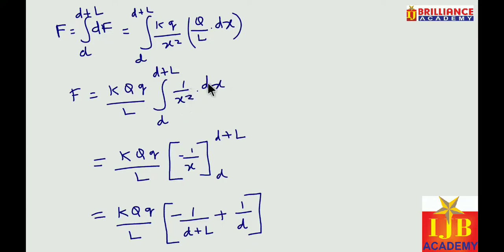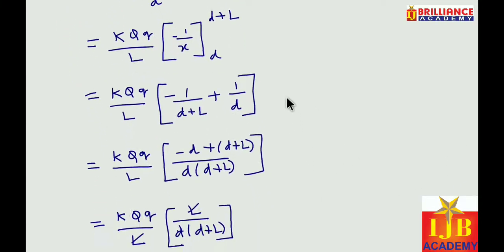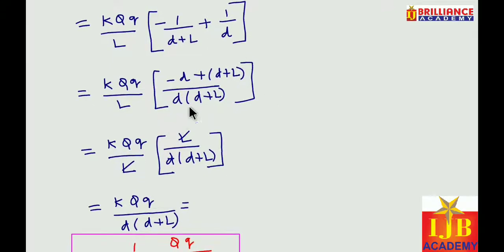I can take this x squared to the numerator, which becomes x power minus 2, and this is in the form of the integral of x power n dx. The formula is integral x power n dx equals x power n plus 1 by n plus 1. Here n is minus 2, so minus 2 plus 1 gives minus 1 by x. Now I substitute the upper and lower limits: I get minus 1 by d plus L plus 1 by d, and I have to take the LCM.